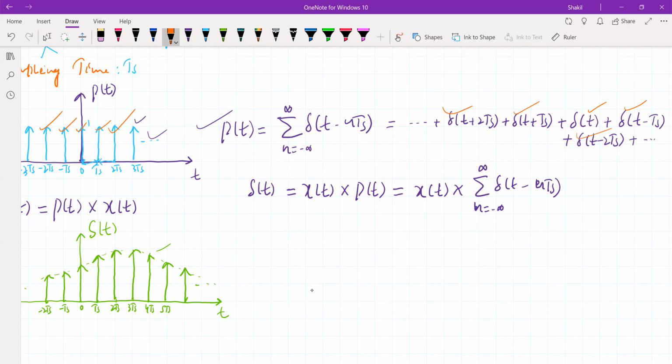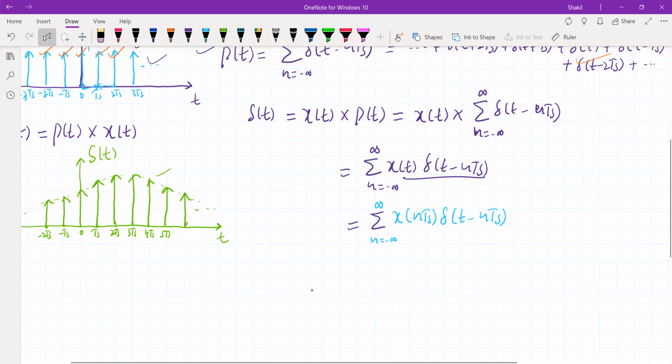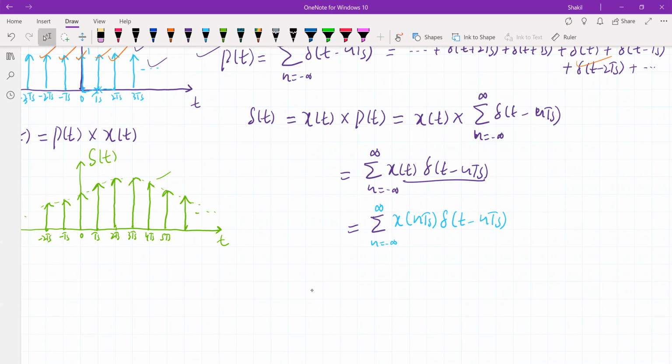Now when you multiply this impulse train with the given input signal, what will happen? Mathematically, it looks like you are multiplying x of t with delta of t minus nTS. What is this operation equal to? You can write it like this: the sum from minus infinity to infinity of x of nTS times delta of t minus nTS. So you are obtaining the samples of x of t at instances nTS.